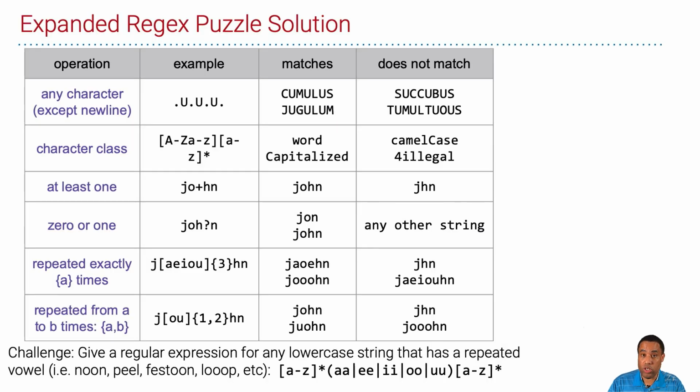Okay, so our solution was, again, the character class lowercase a through z repeated 0 or more times, followed by our duplicated characters, repeated vowels, A, E, I, O, or U, followed by 0 or more lowercase characters.